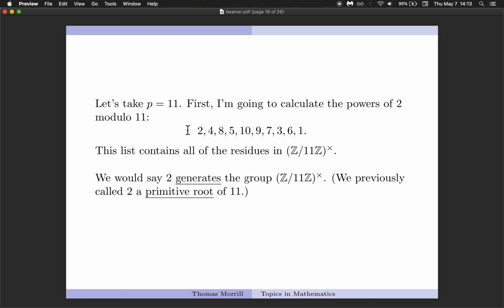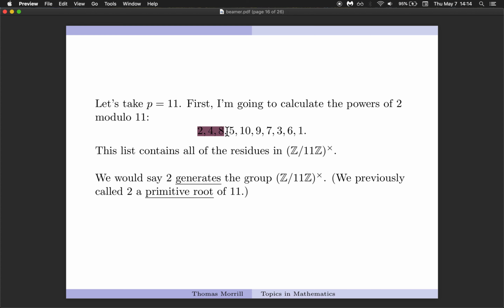Let's actually calculate it out. 2 squared is 4, right? 4 times 2 is 8. 8 times 2 is 16, but that wraps around to 5. 5 times 2 is 10. 10 times 2 is 20, but that wraps around to 9. 9 times 2 wraps around to 7. 7 times 2 wraps around to 3. 3 times 2 is 6. And 6 times 2 is 12, which wraps around to 1. So that is my identity element.